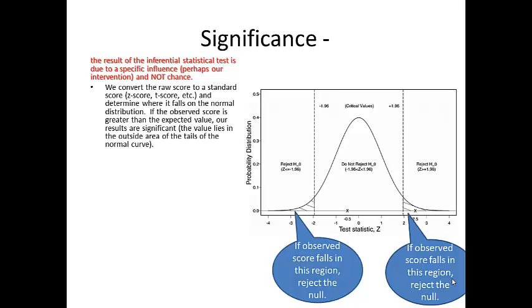So how do we do this? We convert a raw score to a standard score, and that score might be a Z-score or a T-score or an F-score that we'll learn about later, and then we determine where it falls on the normal distribution. If our observed score is greater than the expected value, our results are significant. We can reject the null because it falls in that critical region outside the area of the tails of the normal curve.